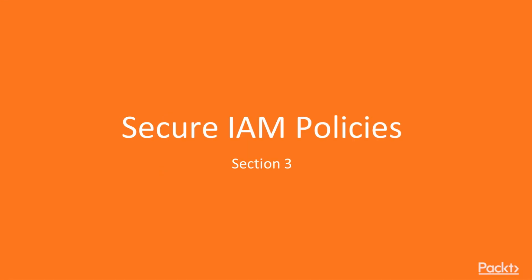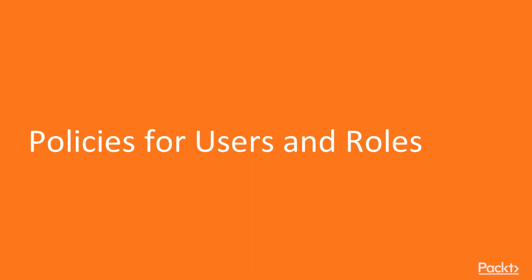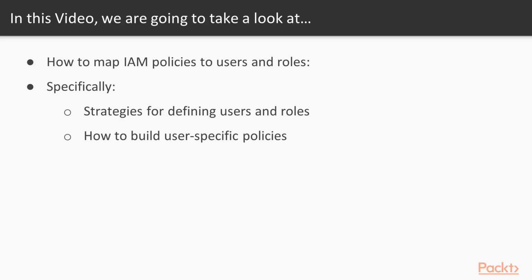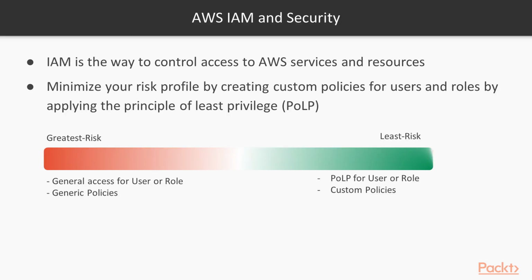Secure IAM policies. Policies for users and roles. In this video, we will look at how to map IAM policies to users and roles. Specifically, we will look at strategies for defining users and roles, and we will look at how to build user-specific policies. IAM is the way to control access to AWS services and resources.